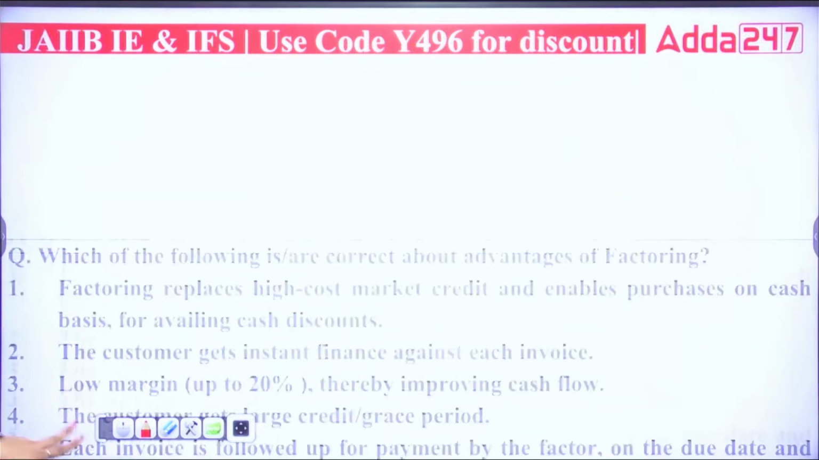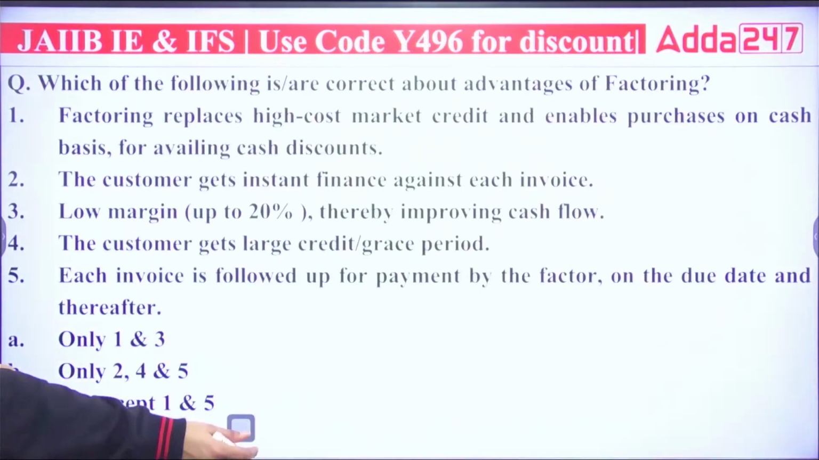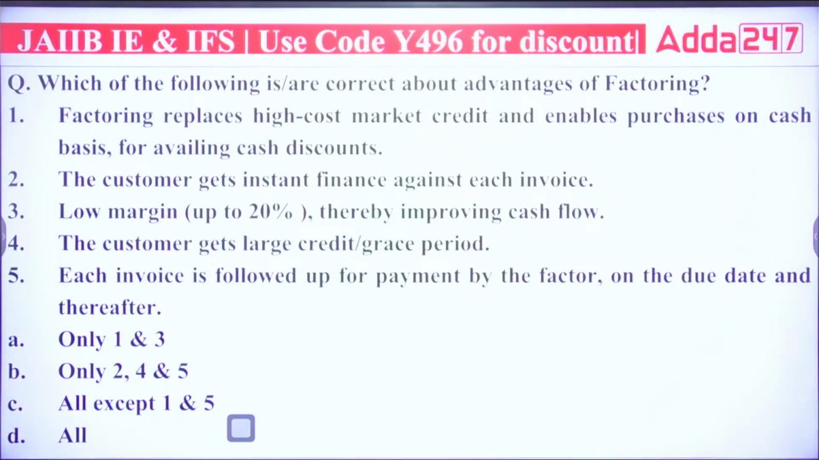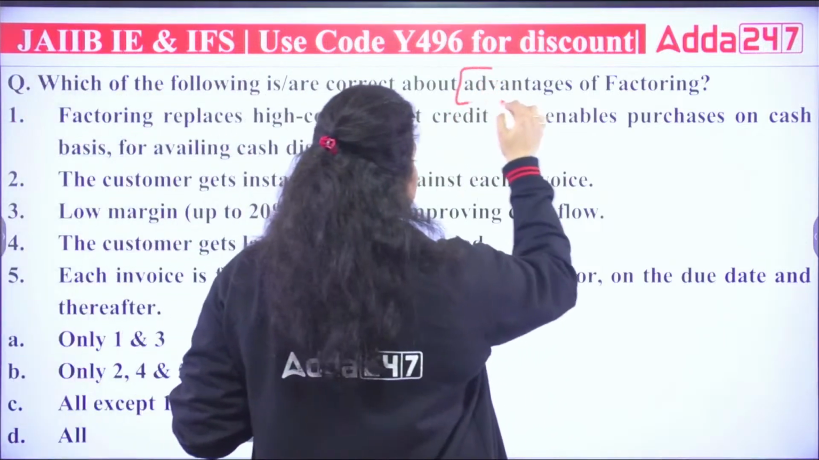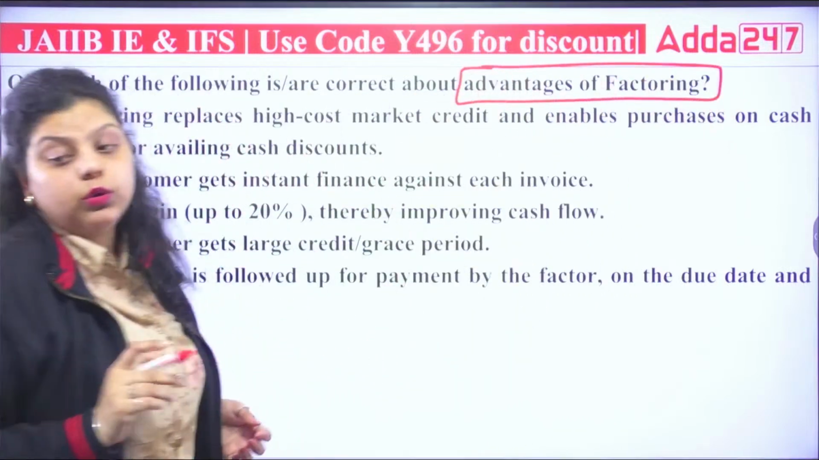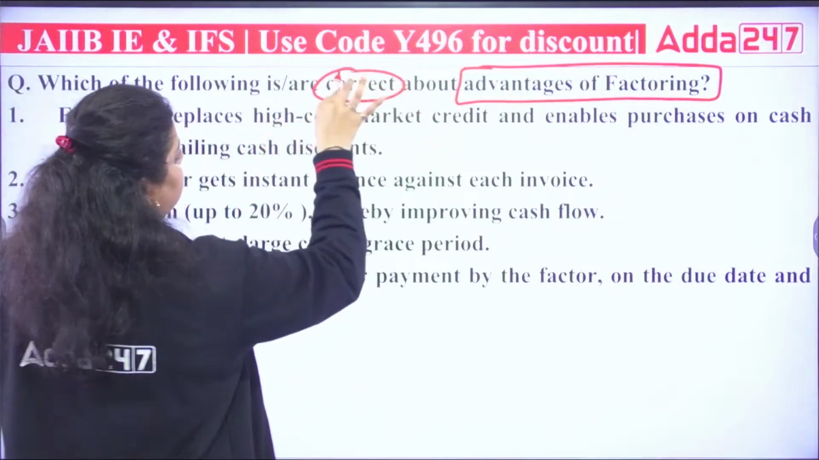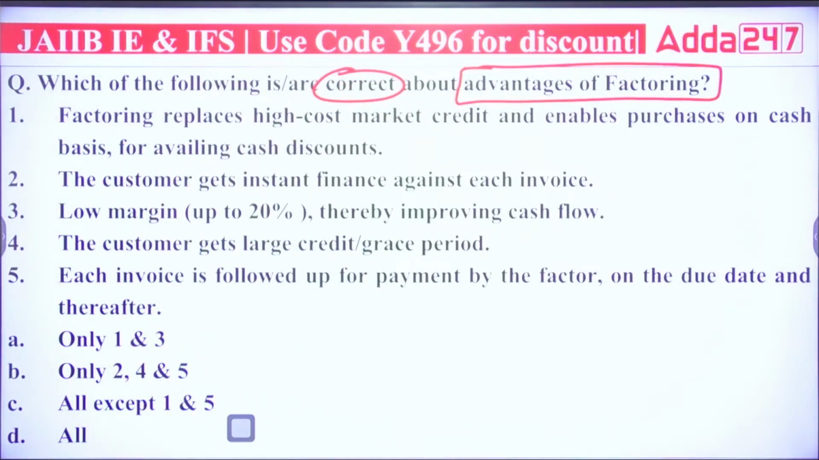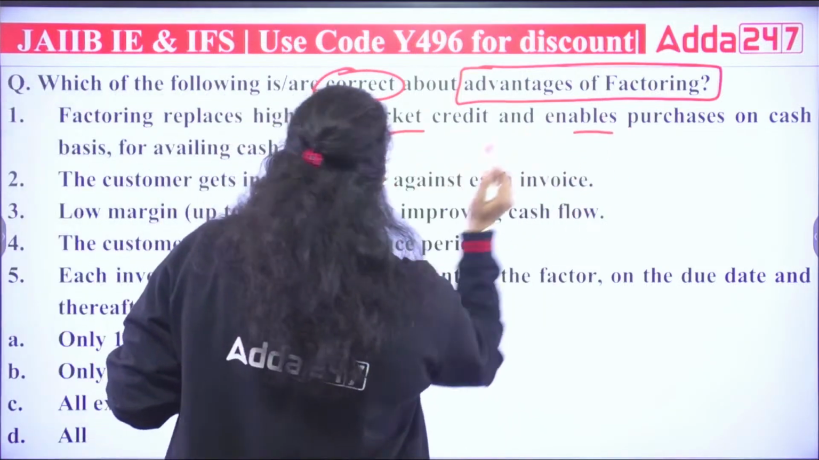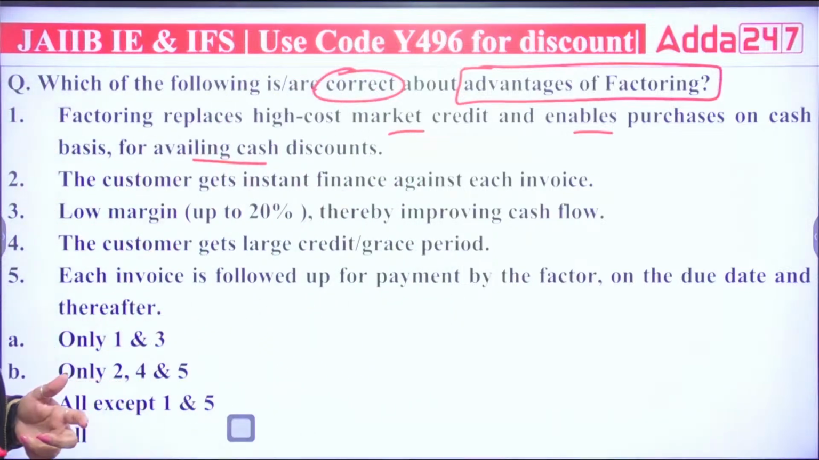Clear? Next question. Which of the following are correct about the advantages of factoring? You have to find out the correct statement. So what is the benefit or advantage? The first benefit is that you will get cash whenever you want. Easily it will be available to you. Okay, so first is saying factoring replaces the high cost market credit and enables purchases on cash basis for availing the cash discount. This is true. It actually helps you get capital at a lower cost than the market.